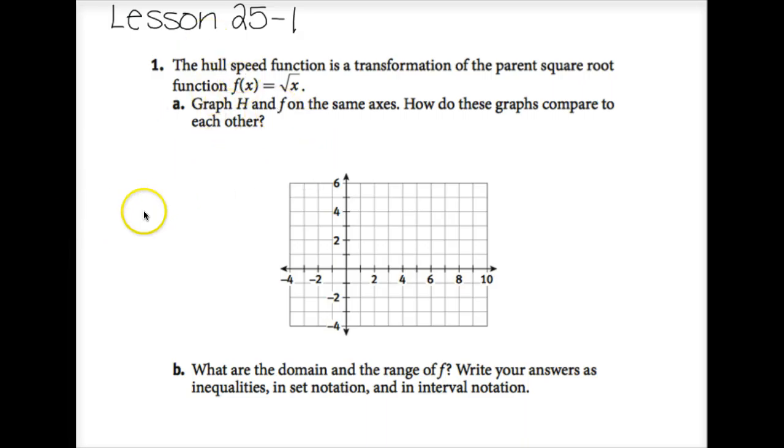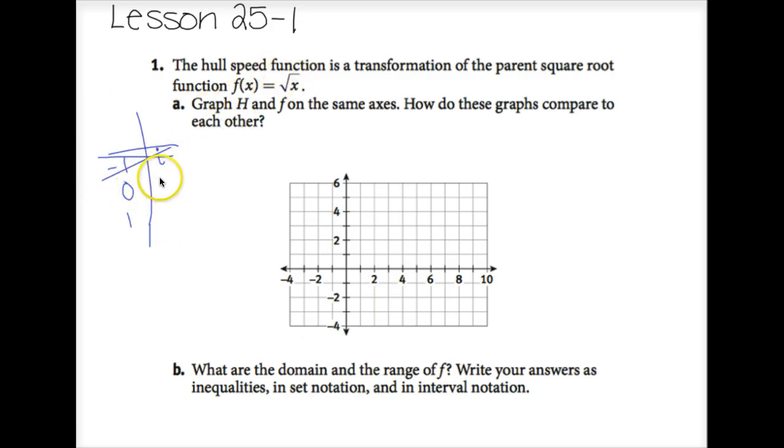Any type of graph, you can make a t-chart, and we should be able to come up with some points to plot. Now, if we use the same points that we used with the exponentials, which would be -1, 0, and 1, we run into a little bit of a problem, because when I plug in -1 here, I end up with i, right? And I can't graph an imaginary. So I can't plot any negative x values here. I have to start at 0.